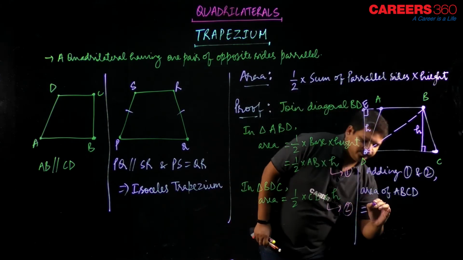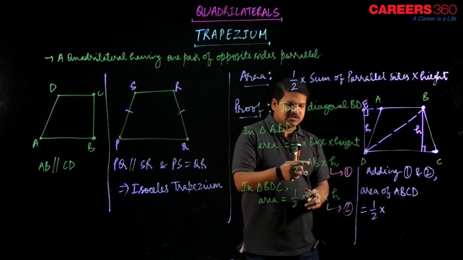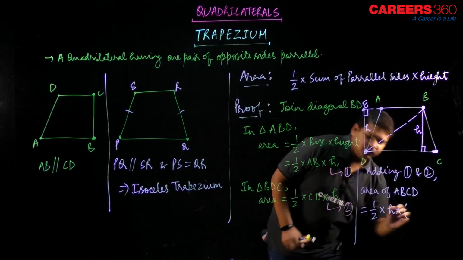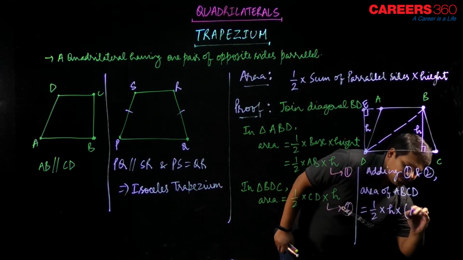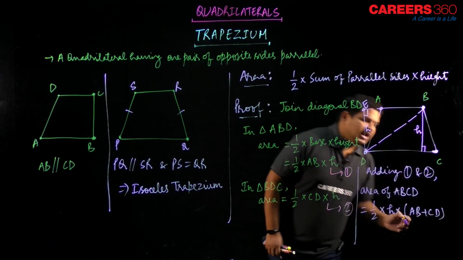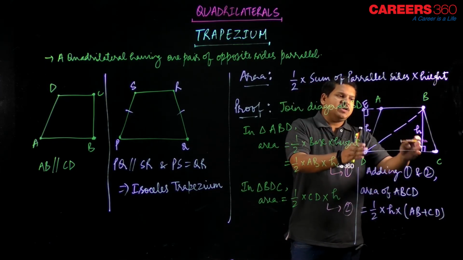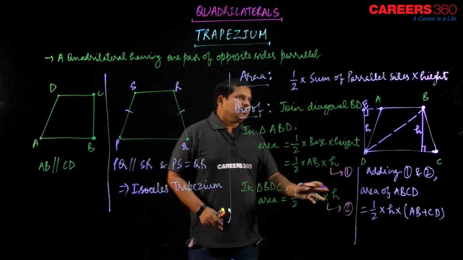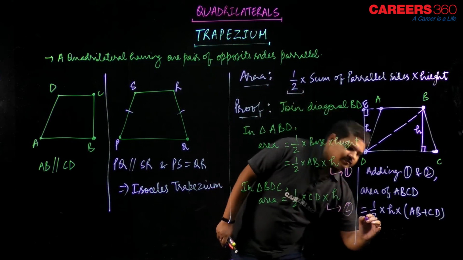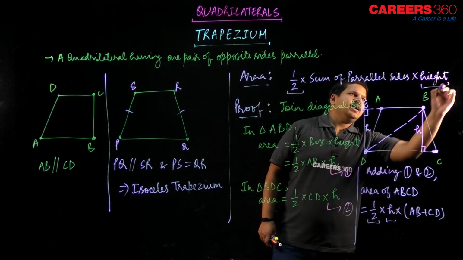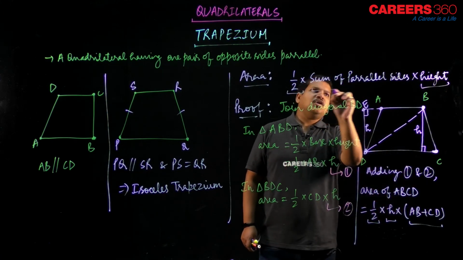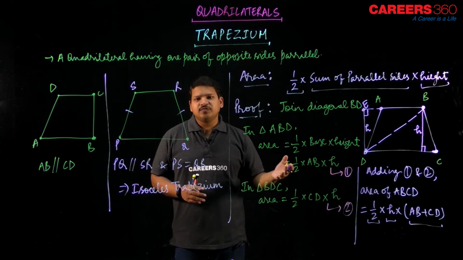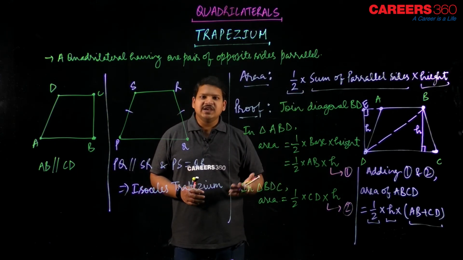That would be half into h, taking half and h common, what I will be left with is AB plus CD. As you can see, AB and CD are nothing but a pair of parallel lines. So that is how half into height into sum of parallel sides, this formula gets validated, and that is how we can find the area of any given trapezium.